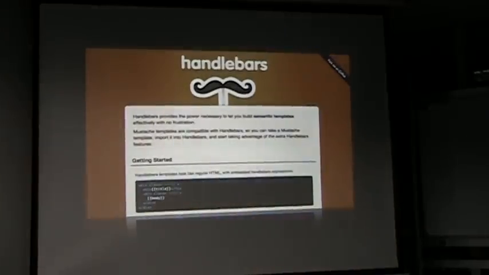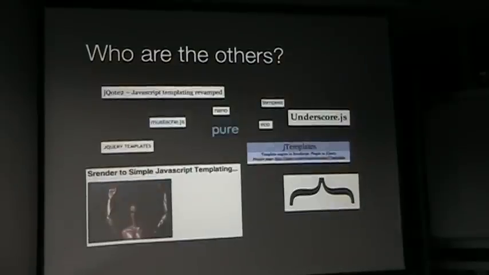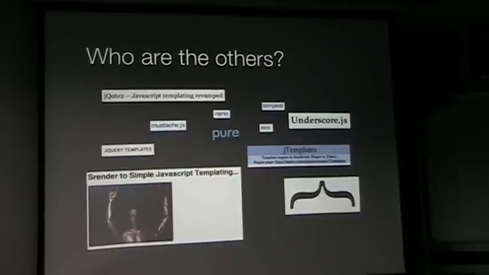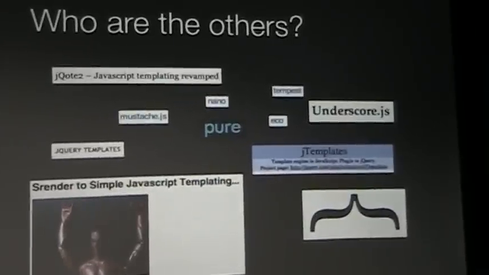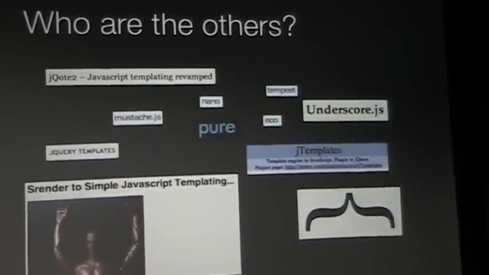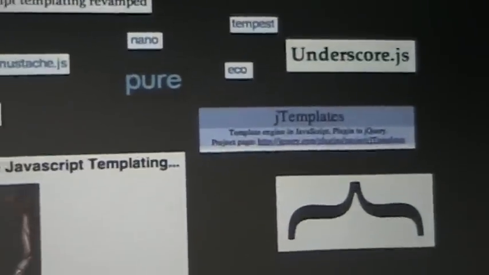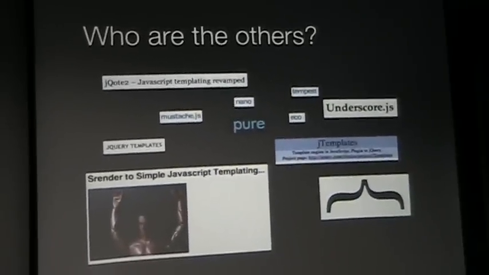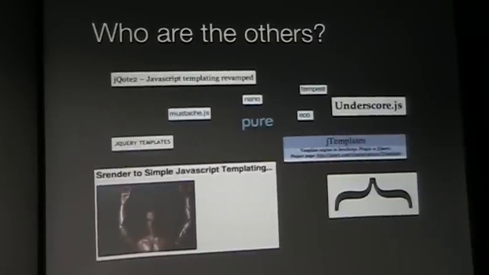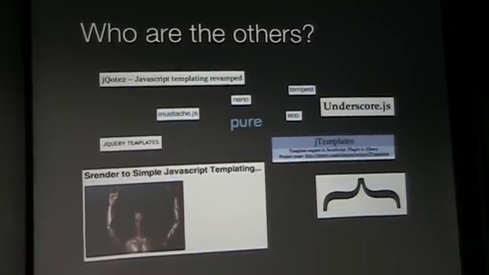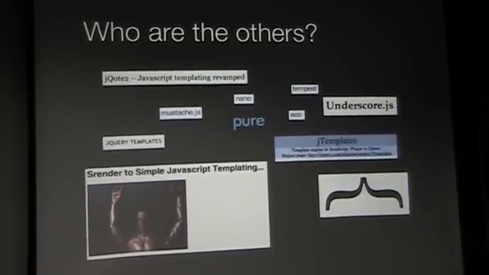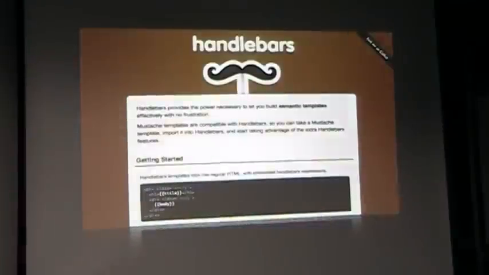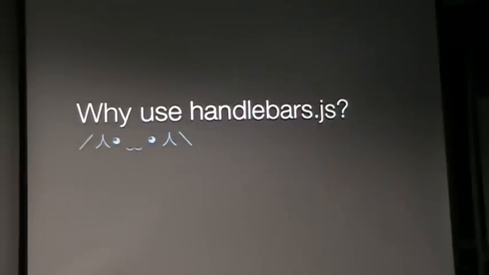So that's the website. And then there are also other templating libraries for JavaScript, like Jcode2, Nano, Tempest, Mustache, Pure, Echo, Underscore.js. There's also JTemplates for jQuery, and then sRender, and jQuery templates. So why use Handlebars?